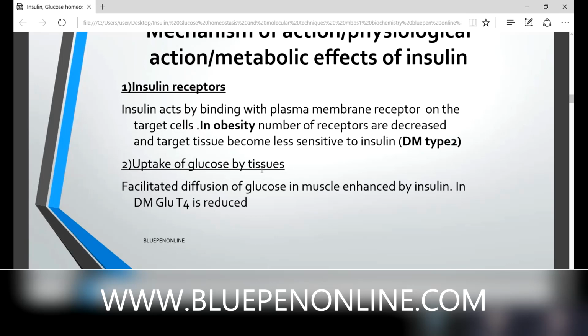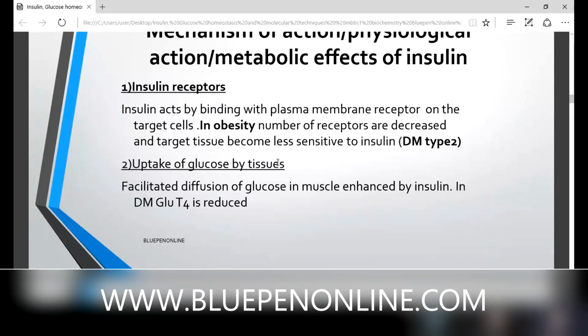Uptake of glucose by tissue: how does glucose uptake occur in tissue with the help of insulin? What is this facilitated diffusion of GLUT4? GLUT4, GLUT2, like that are transporters of glucose. We can consider them as receptors, transporter or receptor. So the presence of GLUT4 is reduced in case of diabetes mellitus.